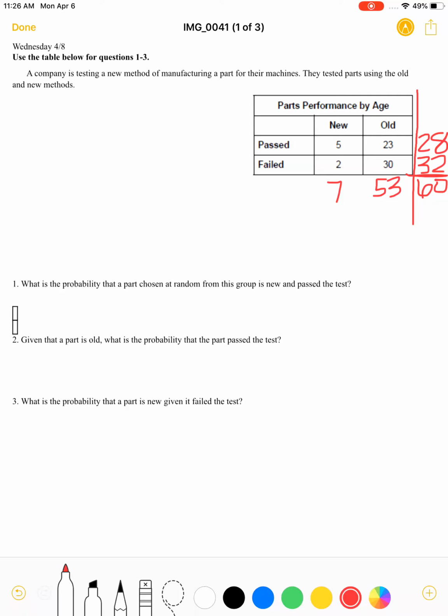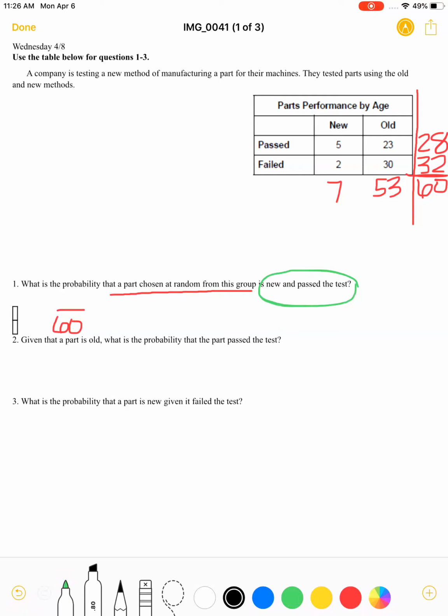So number 1 says, what is the probability that a part chosen at random from this group is new and it passed the test? The first thing I want to determine is, what is my denominator going to be? What is my sample? My sample here is any part chosen at random from the group. So that is going to be the total parts, which is 60. They want to know, out of those 60 parts, which were new and passed the test. So it has to fit both categories there.